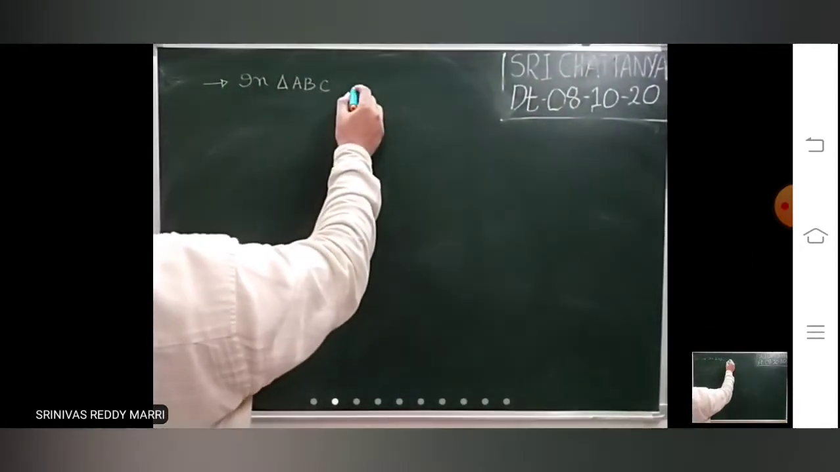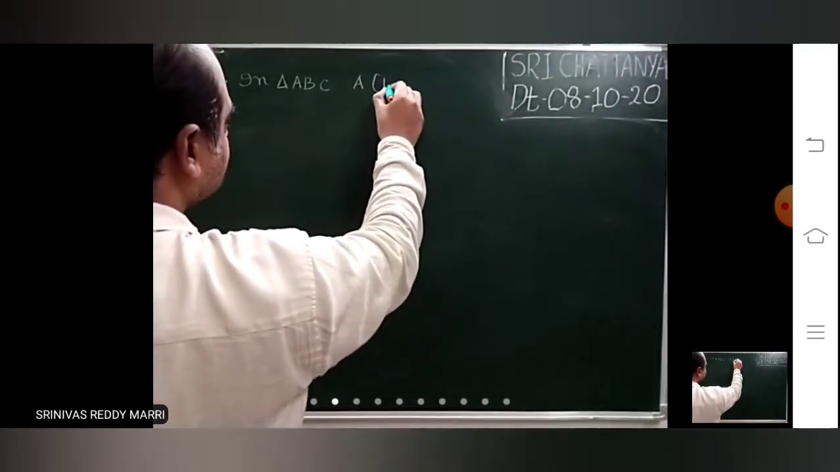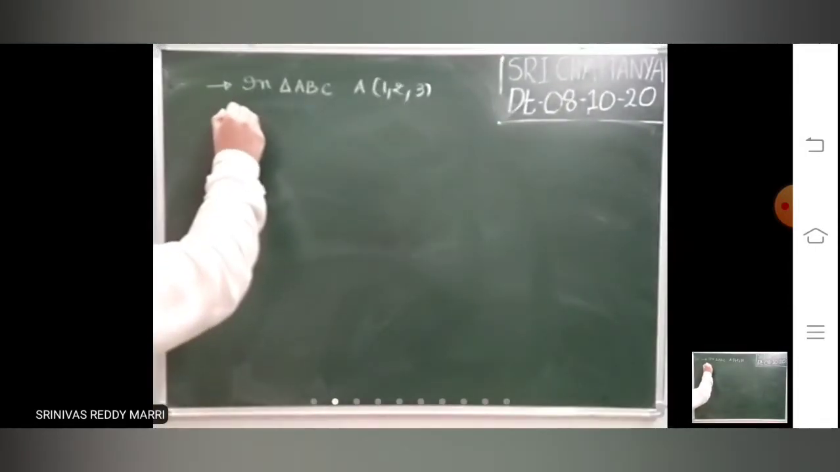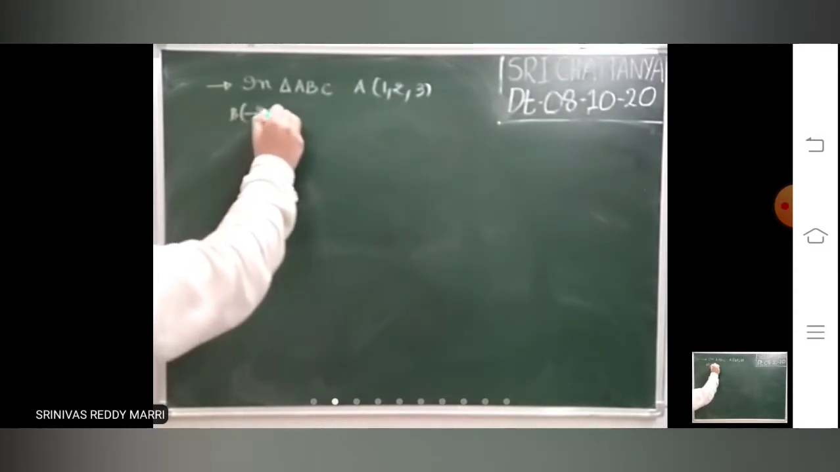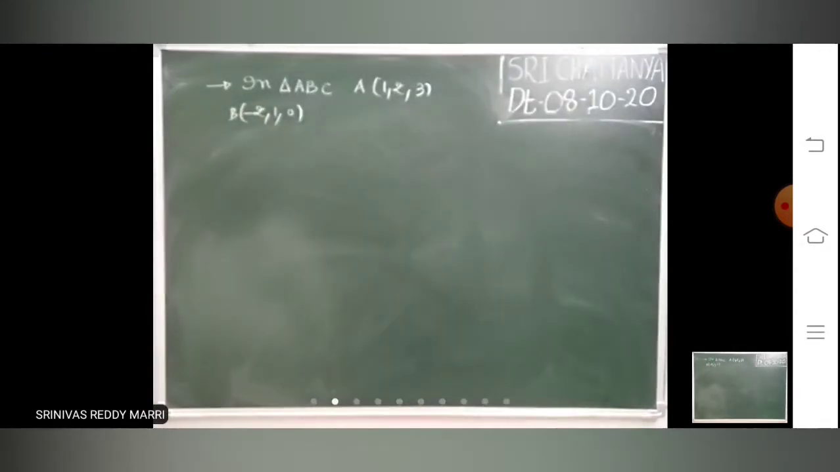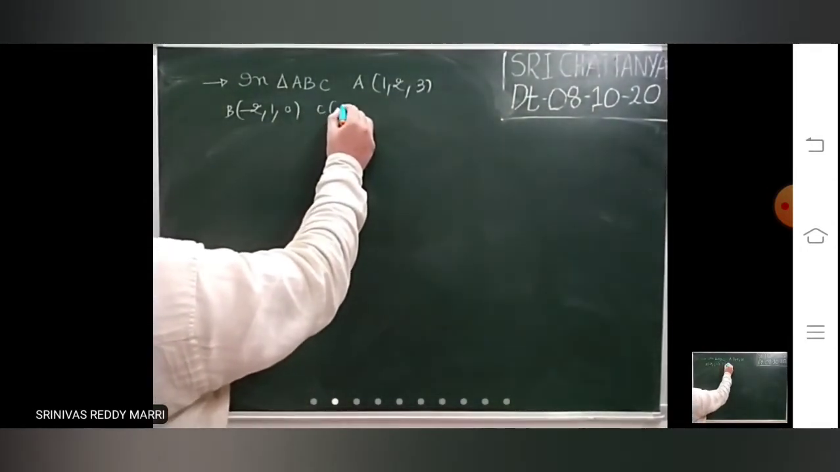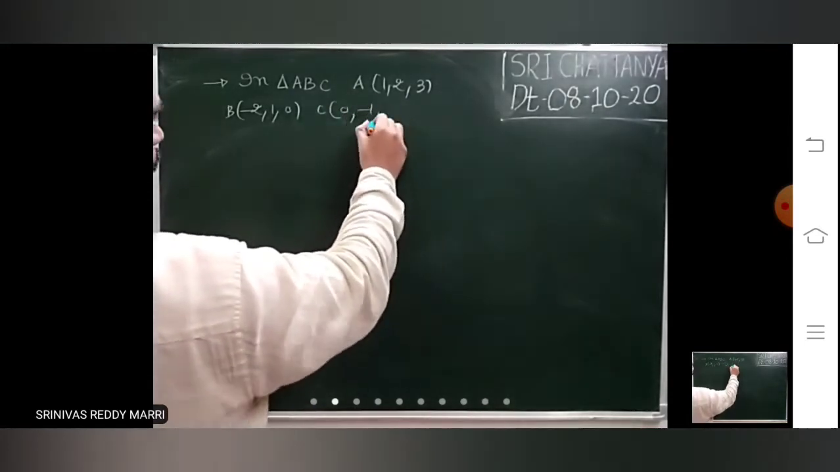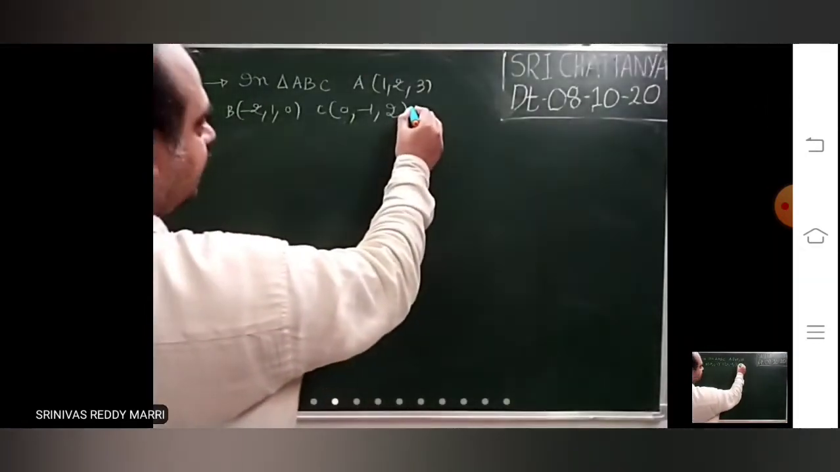A, B, C. A is (1, 2, 3). B is (-2, 1, 0). C is (0, -1, 2).